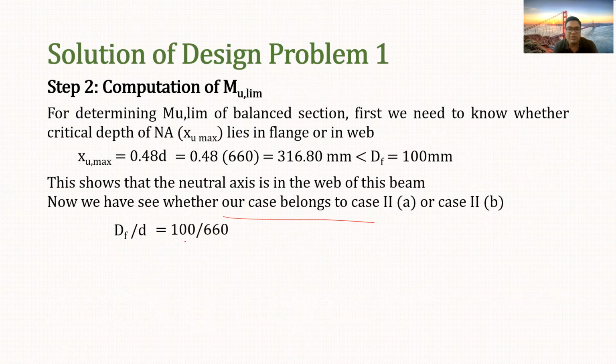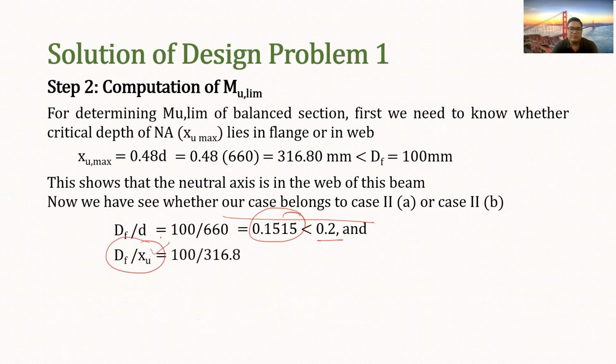Df and d are already given, which is 100 and 660. So the ratio is 0.1515, and you can see this value is less than 0.2. Also, for confirmation, we can calculate the Df by xu ratio. If you put xu equal to xu max, then this is also less than 0.43. So when both Df by d is less than 0.2 and Df by xu is less than 0.43, it is confirmed that our case belongs to case 2A.